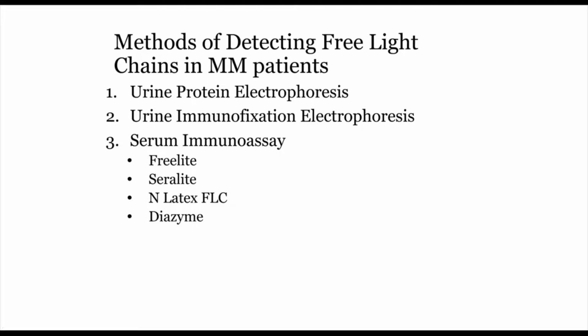History aside, as of present, there are essentially 3 major methods of detecting the presence of free light chains in myeloma patients: urine protein electrophoresis, urine immunofixation electrophoresis, and serum immunoassays.